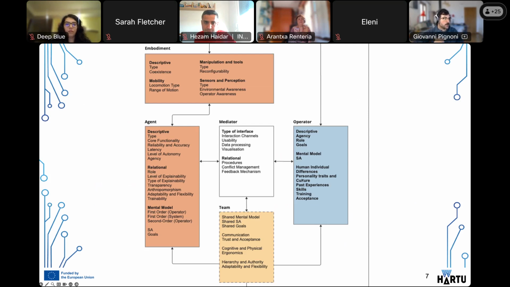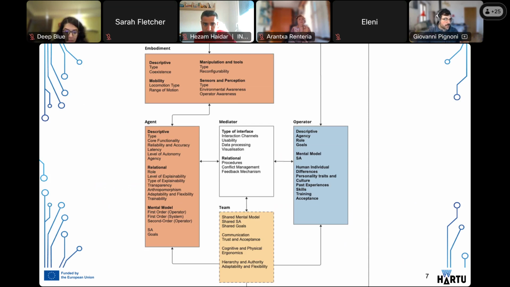In the middle, we have the mediator. And the mediator is everything that allows the agent and the operator to interact. So we start from a simple level of UI and UX, how the interface is made, how they communicate, but also we have a layer that should describe how procedure affects their communication. How do we solve conflicts? If the agent is proposing a solution and the operator is proposing a different solution, how do we solve this? This is defined as a procedure, and this will then create a hierarchy and an authority structure of the team.